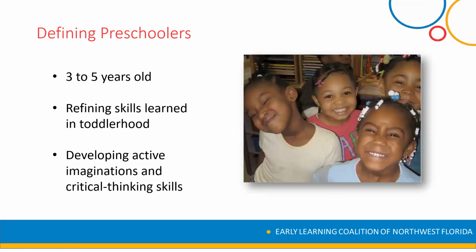And then we move into our preschoolers. Those are our 3 to 5-year-olds. They're refining those skills that they learned in toddlerhood. They're also developing active imaginations and critical thinking skills. But again, this is all based on the connections and interactions they make with you as the teacher. The questions that you ask and the engagements you have with them help them to develop that active imagination and the critical thinking skills that they need.